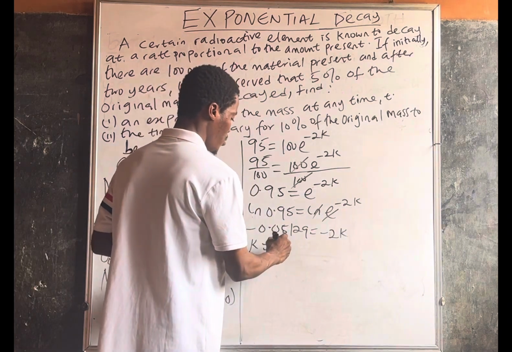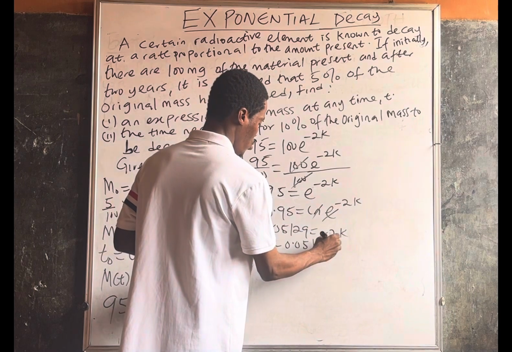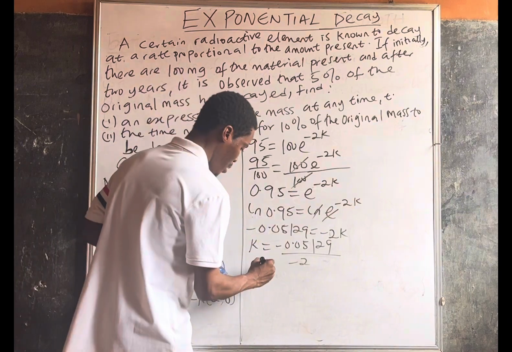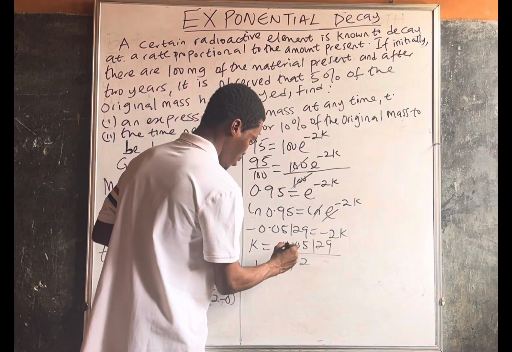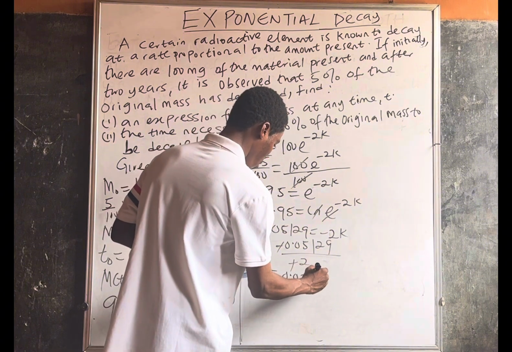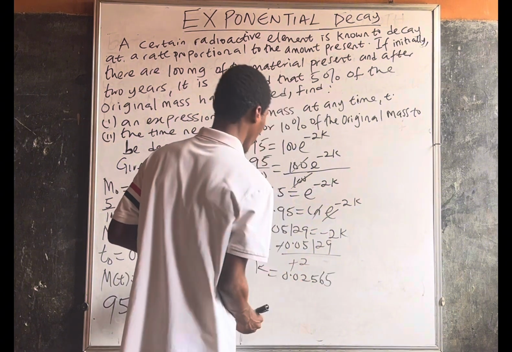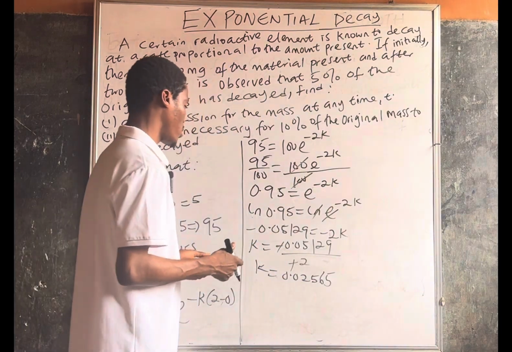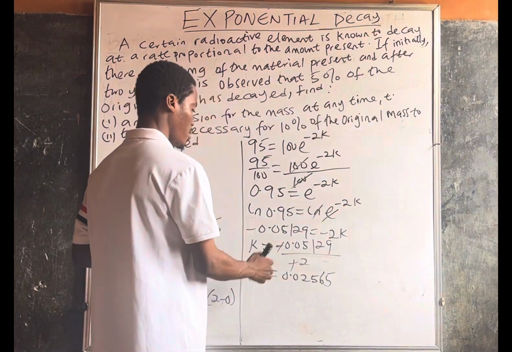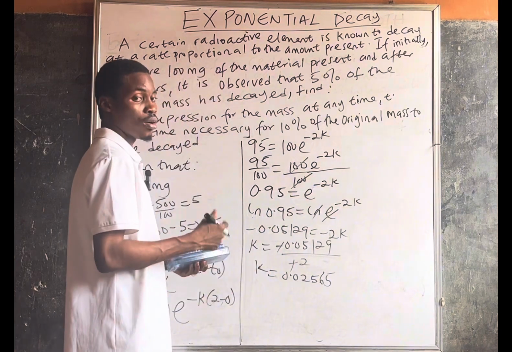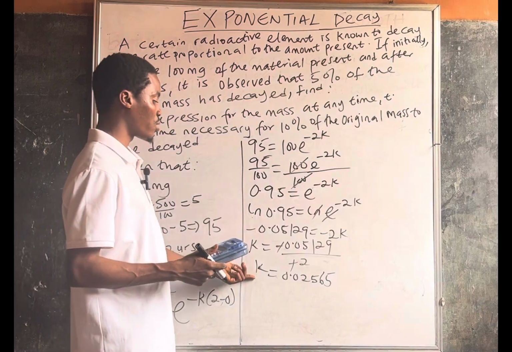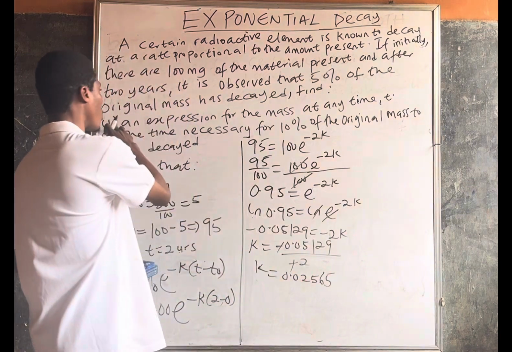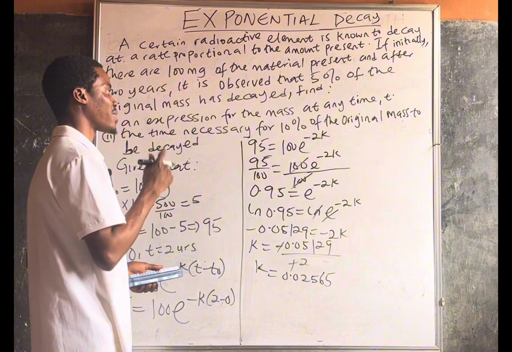Our k will now be minus 0.05129 over minus 2. If we divide it by minus 2, we are going to get k. This will cancel. We are going to get k equals 0.025565. So the number is a rational number, so I have to take it to first significant figure. So our k is our decay constant. Our decay constant is 0.02565. So we have to find an expression for the mass at any time t.